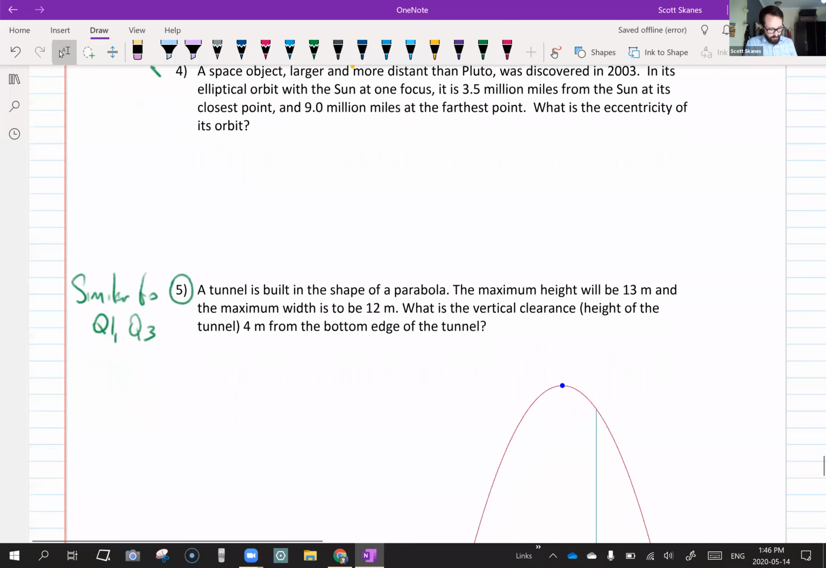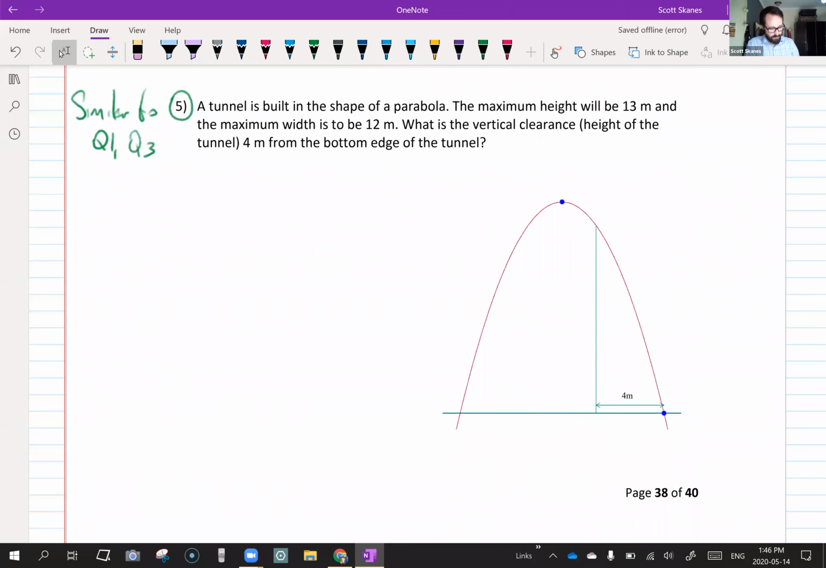Low-key shout out. Let's do number 5. This is also similar to the other question that we did, but slightly different. So let's try to get it done. A tunnel is built in the shape of a parabola, clearly. You can see that. The maximum height will be 13 meters. So we already know the vertex here.